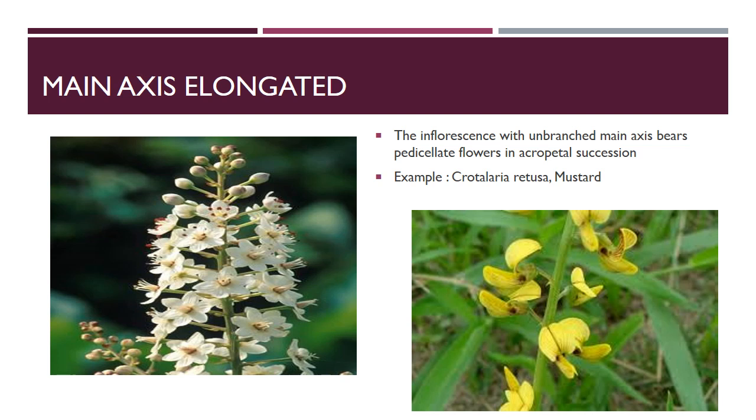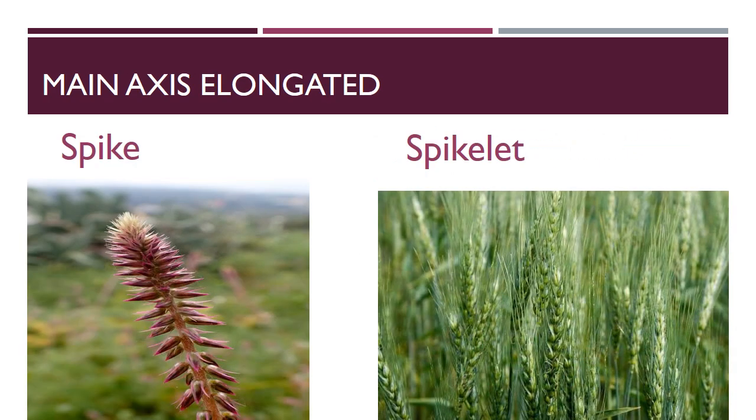Then these also have a lot of types. What are they? Simple raceme, spike, spikelet, then catkin, spadix, panicle. Okay. Now we are going to see about it in detail. Look at this picture carefully. This is the main axis elongated types. First one is spike. Second one is spikelet.